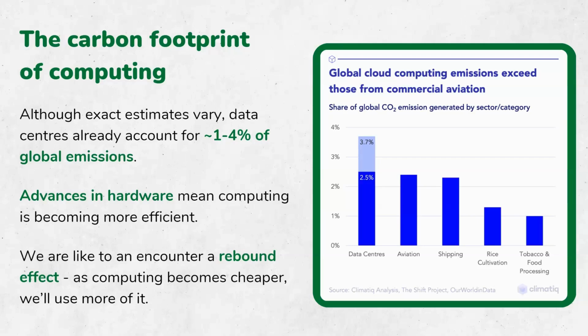Obviously, in recent years and in the coming years, there are ways this has changed and will continue to change. We've seen advances in hardware, meaning computing is becoming more efficient and we can do effectively more for less, or for the same amount. But what we're concerned about here is the idea of a rebound effect, where resources becoming cheaper and more available means we end up using more overall rather than less. We'll talk more about this in detail later.